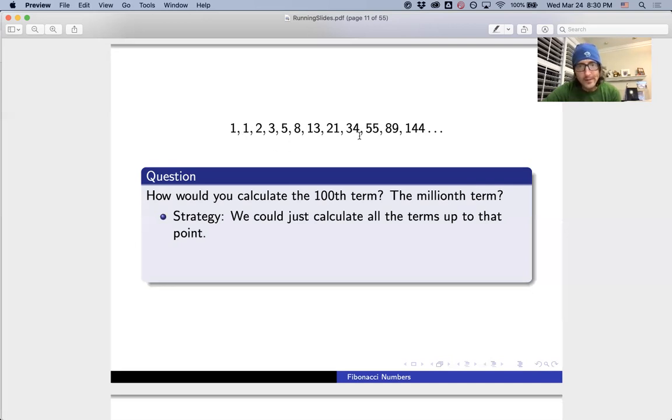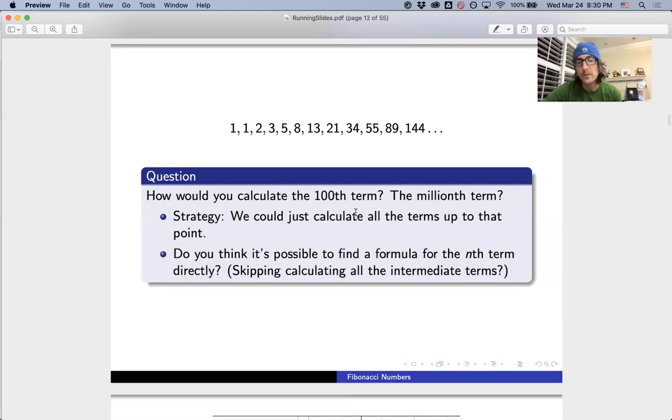So far, I've got a dozen terms or so on the screen, and I could just continue that process. Not really hard work, but it might be a lot of work to go all the way up to 1,000,000, right? It might take a lot of computer memory. And I also might be interested in just jumping directly to that nth term. Do you think there's a way that we could find a formula for that nth term without calculating all of those intermediate terms?